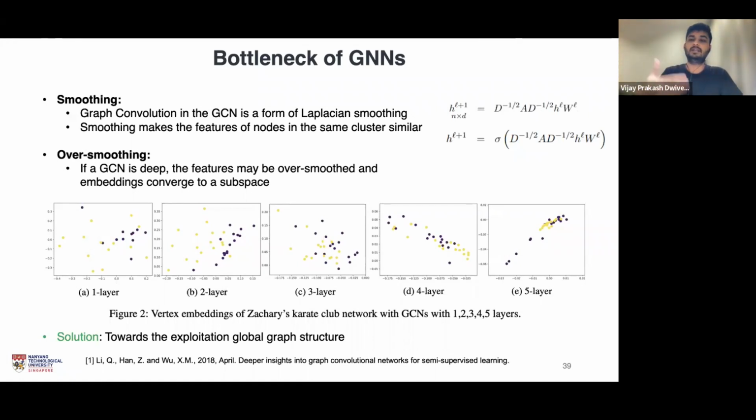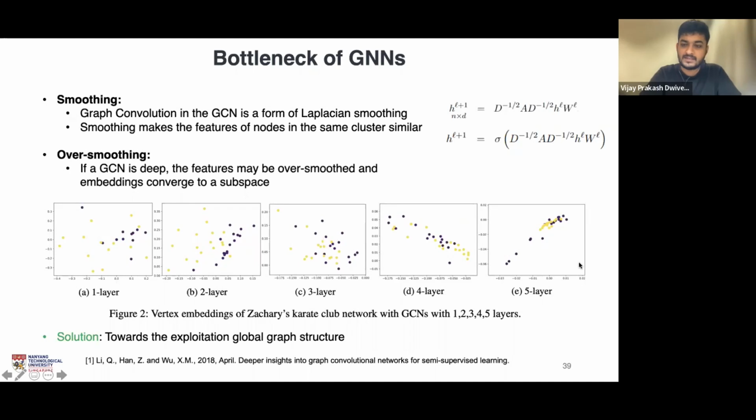But if we go deeper, if we have multiple layers of GCN, this smoothing may result in over smoothing and the embeddings may become indistinguishable. We see this with this example. These are the node embeddings plotted after 1-layer GCN, 2-layer GCN, 3-layer GCN, up to 5-layer GCN in the paper by Lee and his co-authors from 2018.